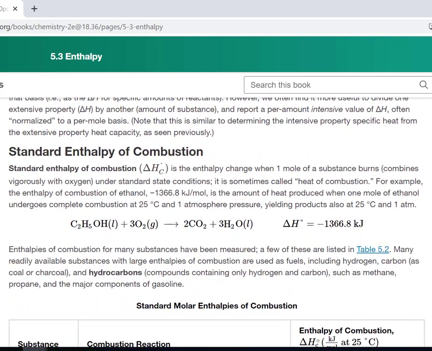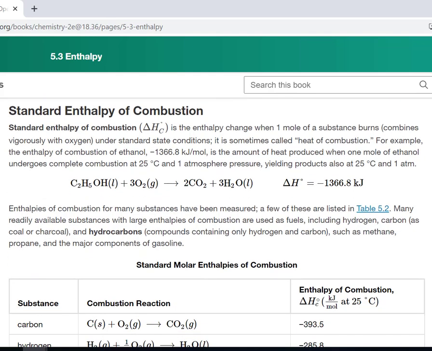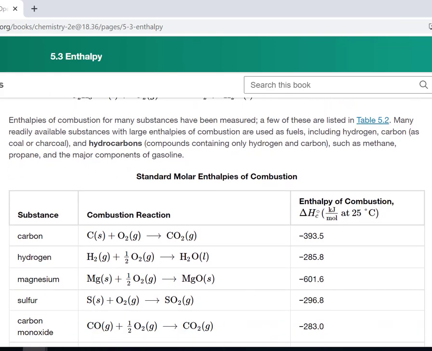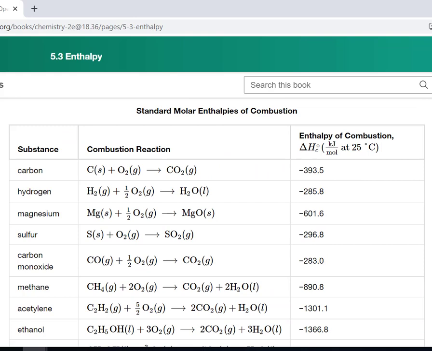So let's look at some examples. Here we're looking at standard enthalpies of combustion. Combustion, again, is a reaction with oxygen, and for most fuels that we use, this is how they work. We put something with oxygen, it catches on fire, and we make a bunch of carbon dioxide and a bunch of water, and we get energy out of it. So that's combustion for the most part. You might want to know which things, when you burn them, give you the most energy, and so people have made tables of that information.